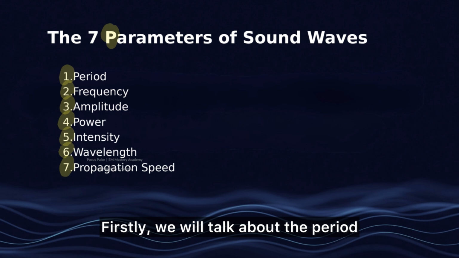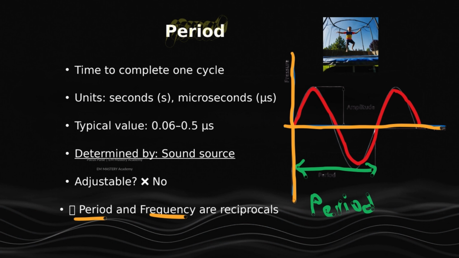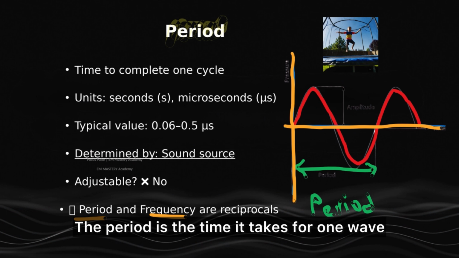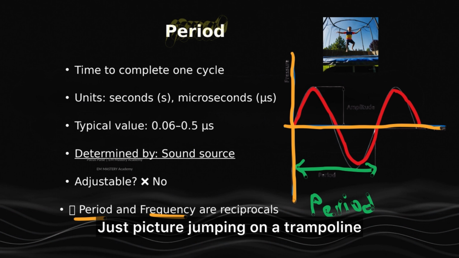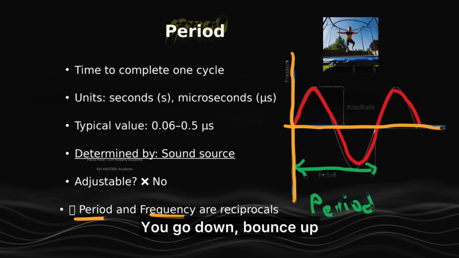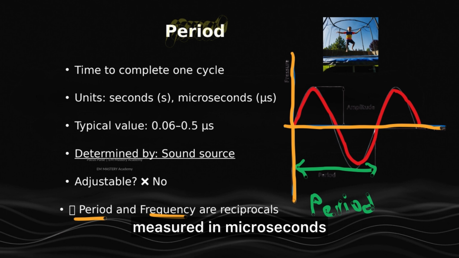Firstly, we will talk about the period and the frequency. Okay, so let's talk about the period. The period is the time it takes for one wave to finish one full cycle. Just picture jumping on a trampoline. You go down, bounce up, and come back down. The whole bounce is one cycle. In ultrasound, the time is very, very short, measured in microseconds, which means millionths of a second. Usually it's between 0.06 to 0.5 microseconds. So it's a very, very short time.